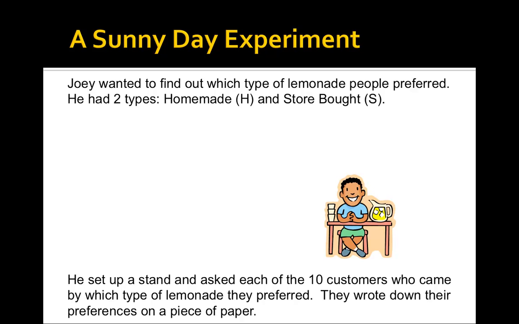So here's an example, a sunny day experiment. Joey wanted to find out which type of lemonade people preferred. He had two types, homemade and store-bought. He set up a stand and asked each of the 10 customers who came by which type of lemonade they preferred. They wrote down their preferences on a piece of paper.